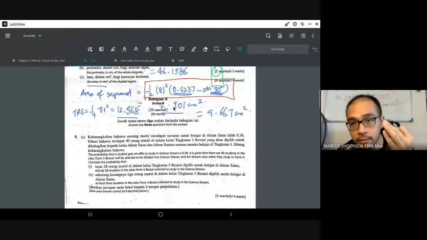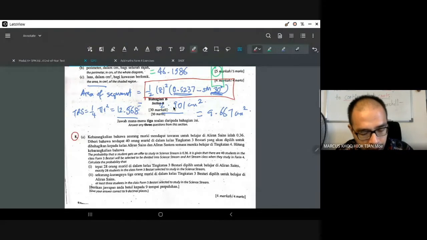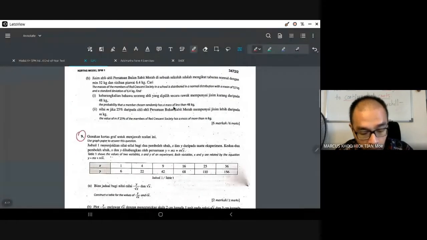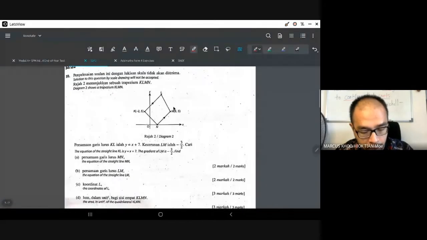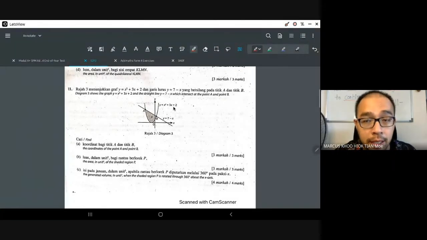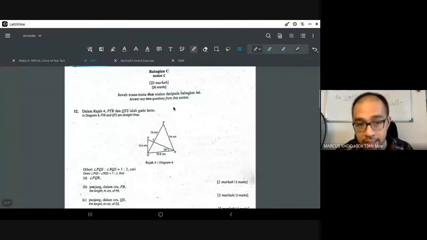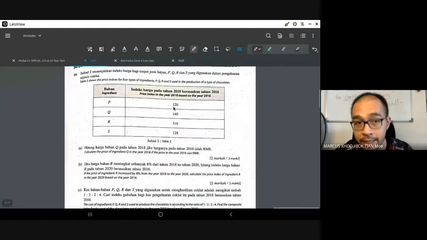At this point in time, we don't know what chapters it's going to come out from. But in this particular paper, they put probability distributions, then linear law, then this is coordinate geometry, and finally, what is this? Integration. We know that section C is definite. Section C is solution of triangles and index number.